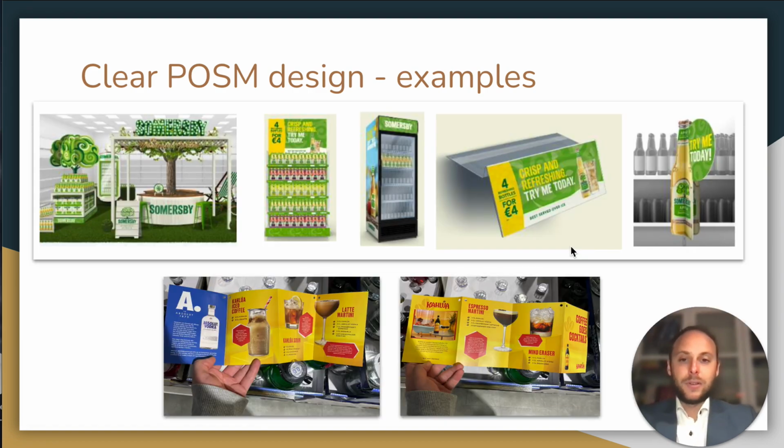A few other examples, and the last ones I want to show when it comes to the clear criteria, is this whole path to purchase Somersby marketing activation. Here you see on the left side there is this bigger activation that you can do if you have a lot of money and a bigger space that you can utilize. But what's really nice about these examples is that it is very consistent throughout the POSM that has been designed. Plus the messaging is very clear. It's crisp and refreshing. Try me today. Try me today, and the closer you come, it becomes more engaging with the shopper.